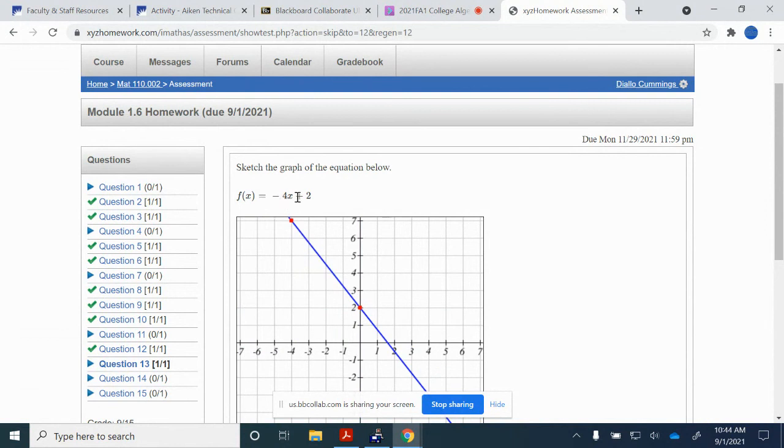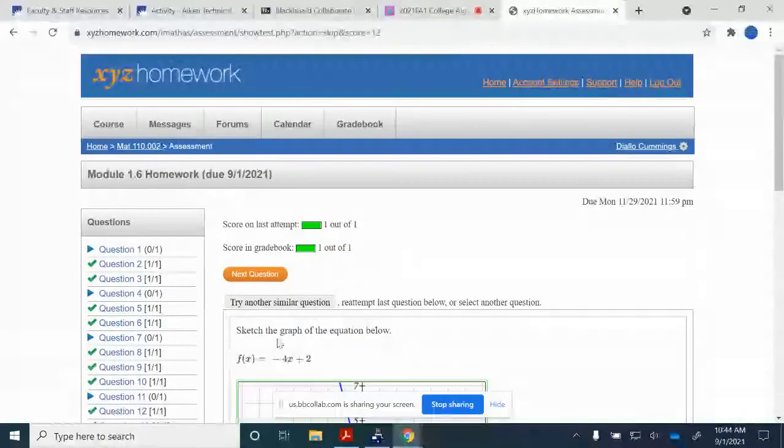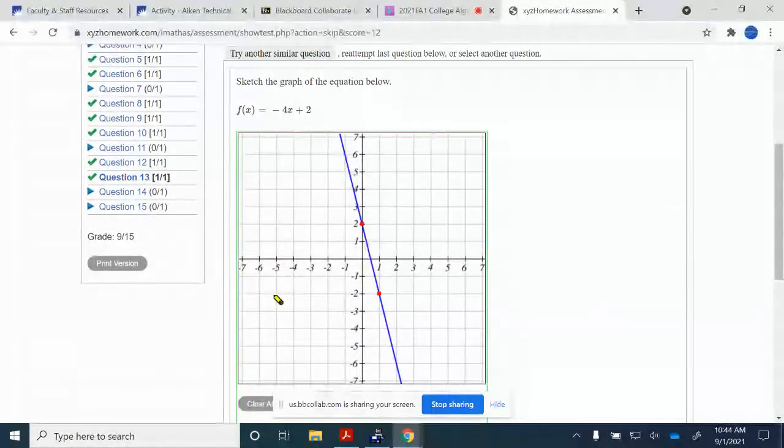Therefore, we're going to rewrite negative 4 as a fraction, and we're going to write it out as negative 4 over 1. So if I were to plot the slope from the y-intercept, I'm going to go down 4 units: 1, 2, 3, 4. I'm going to run 1 unit to the right. Notice as I read my graph from left to right, the line decreases or goes down. That's just an indication of if my line has the right orientation. All right, so this is the graph for number 13.